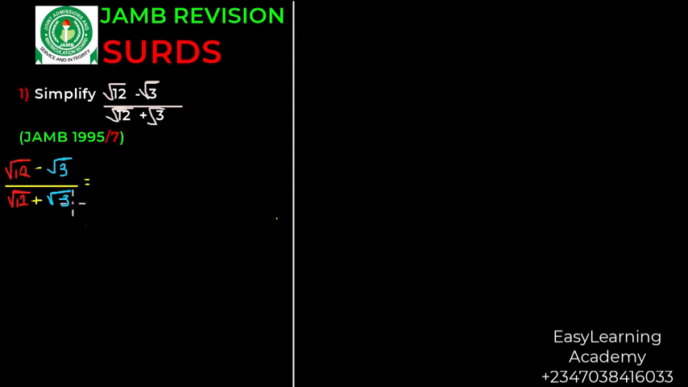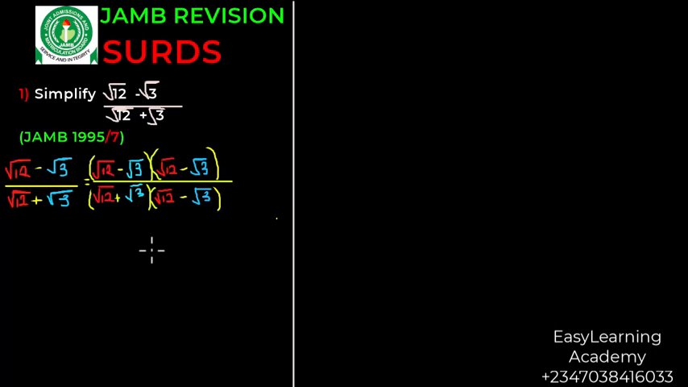Okay, so to solve this, of course we're going to make use of rationalization because we have a square root in our denominator. The essence will be for us to take away the square root, and to do that we need the conjugate. The conjugate of the denominator will be square root of 12 minus square root of 3. So let's get to work.